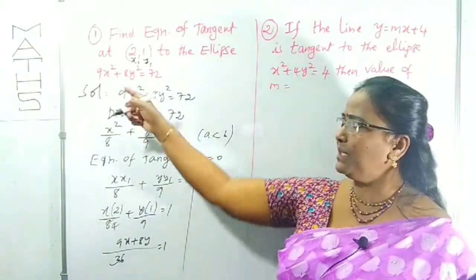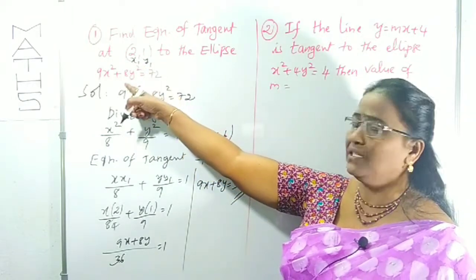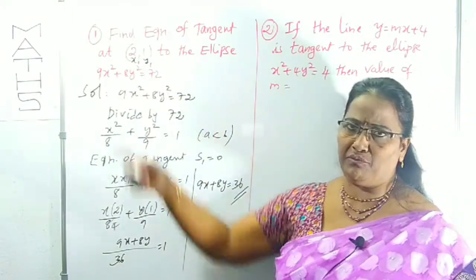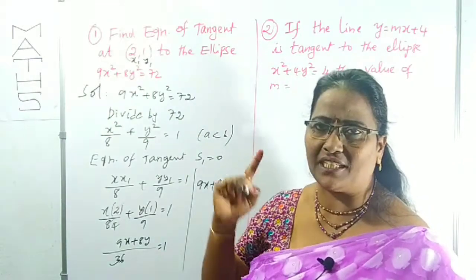Clear? In case of this form, we may go with any form. Okay, the equation of tangent at the point, we can recollect, right?